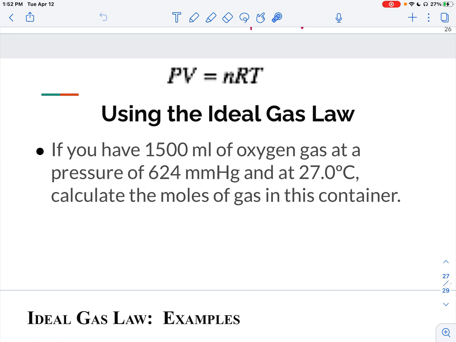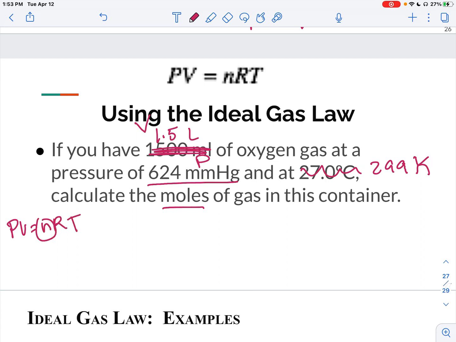So let's do a couple problems. Here, we have 1,500 milliliters. We just said this must be in liters, so I can convert that right away, and that's going to be my volume. Pressure, 624 mmHg. Temperature, again, needs to be in Kelvin here, so I'm going to convert this to Kelvin. Calculate the moles. So we start with our ideal gas law, and I'm going to solve right away for moles. So I'll divide by RT on both sides and get PV over RT equals n. And then all you have to do is plug them in.